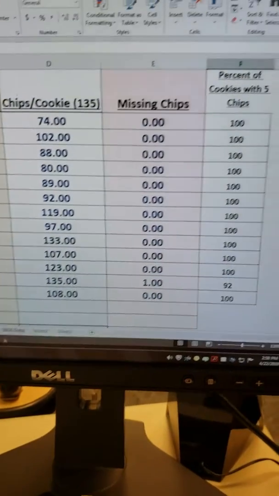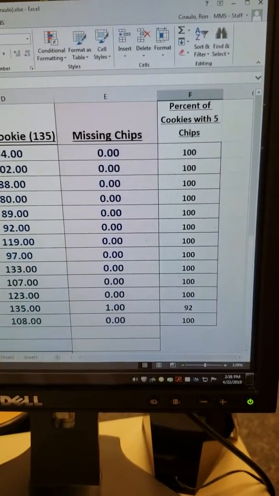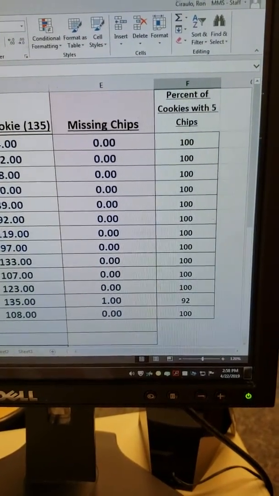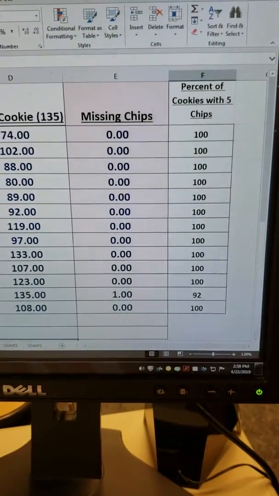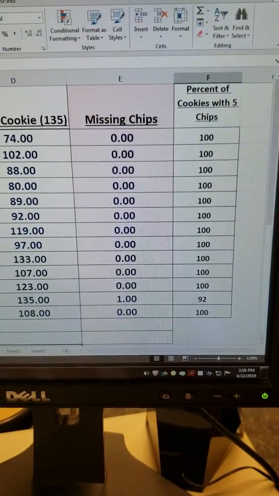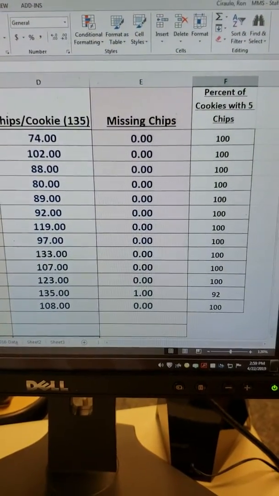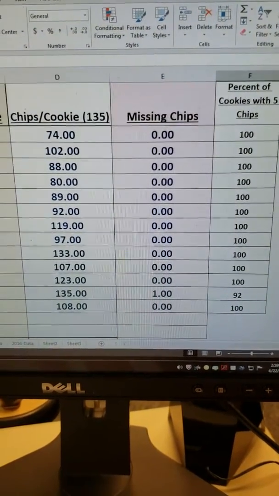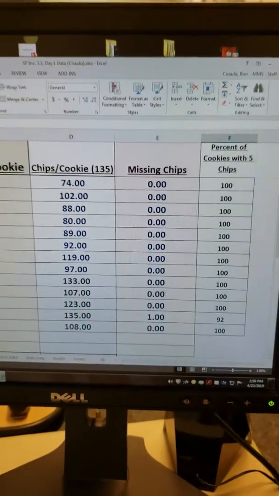So really the reason we're looking at this data is to ask ourselves, how can we use data to inform us on our decisions in life? And this is a pretty basic business decision that you would have to make as to how many chips you would want to put on each cookie, in each batch, I'm sorry.